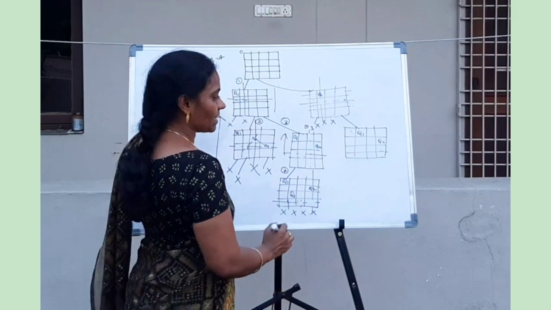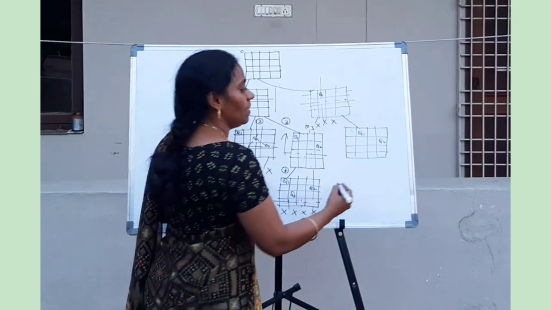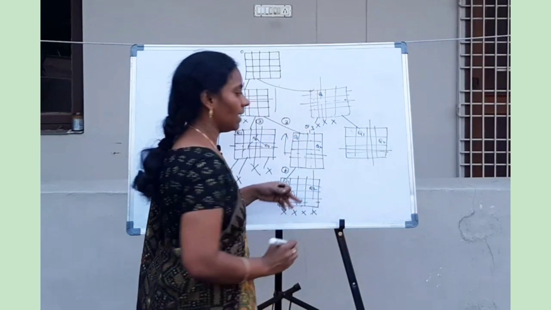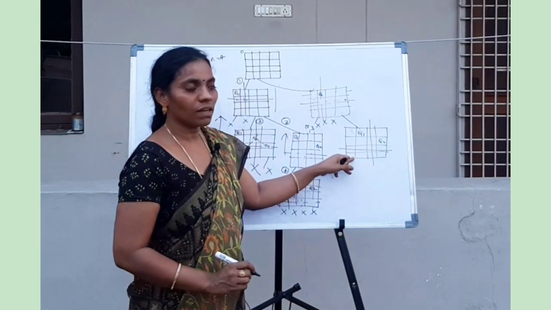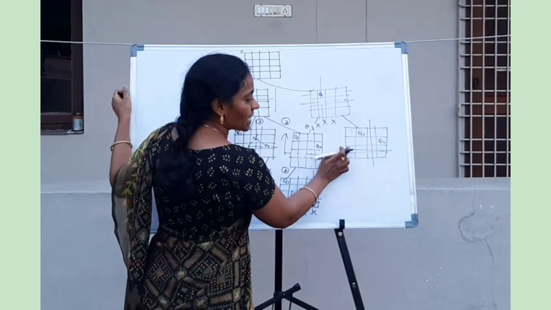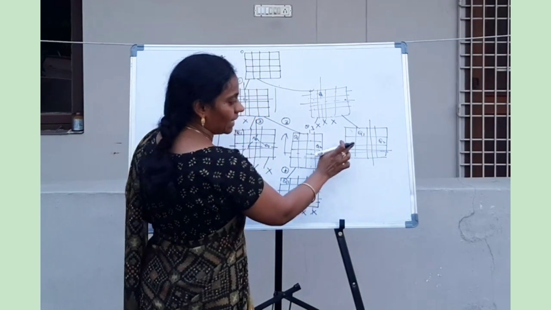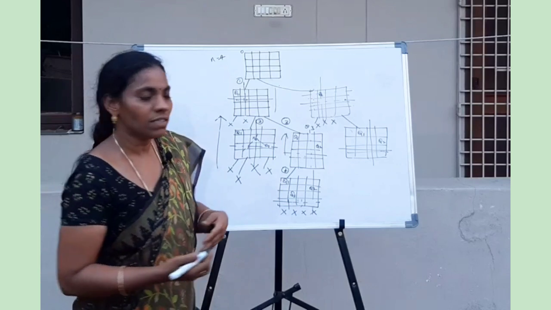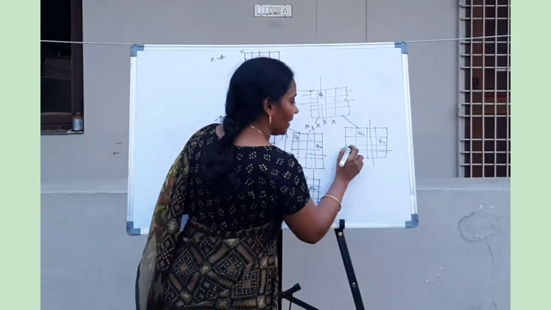So from this I am trying to place my third queen. Where can I place? This is a possible place where I can put my queen 3. I can place queen 3 here because it doesn't fail any constraints. So simply I can place my queen 3 at this position.